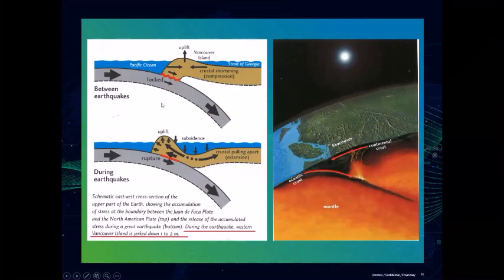And this is the same thing as the schematic diagram when you have the plate locked. So this is uplift and this is subsidence. And we are expecting Vancouver Island will be jacked down about 1 to 2 meters.